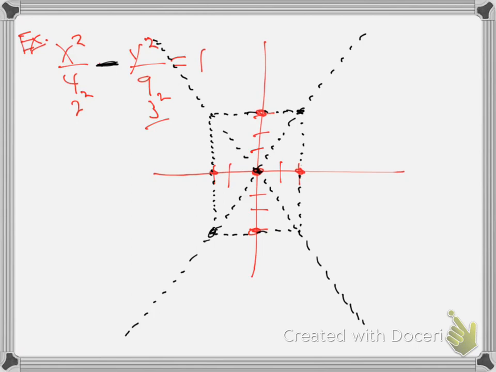Now, the branches, now we're ready to draw the graph. The branches go on the edges of the box, either right, left, or up, down, depending on whatever's in the front. I've got x, so my branches are going to be right and left. It doesn't matter that that's the smaller number. Doesn't matter for a hyperbola. It's just whoever's in the front. So who's in the front? X. That means I go right here and go branch. And see how it gets closer to those asymptote lines forever? Branch, and I'm done.